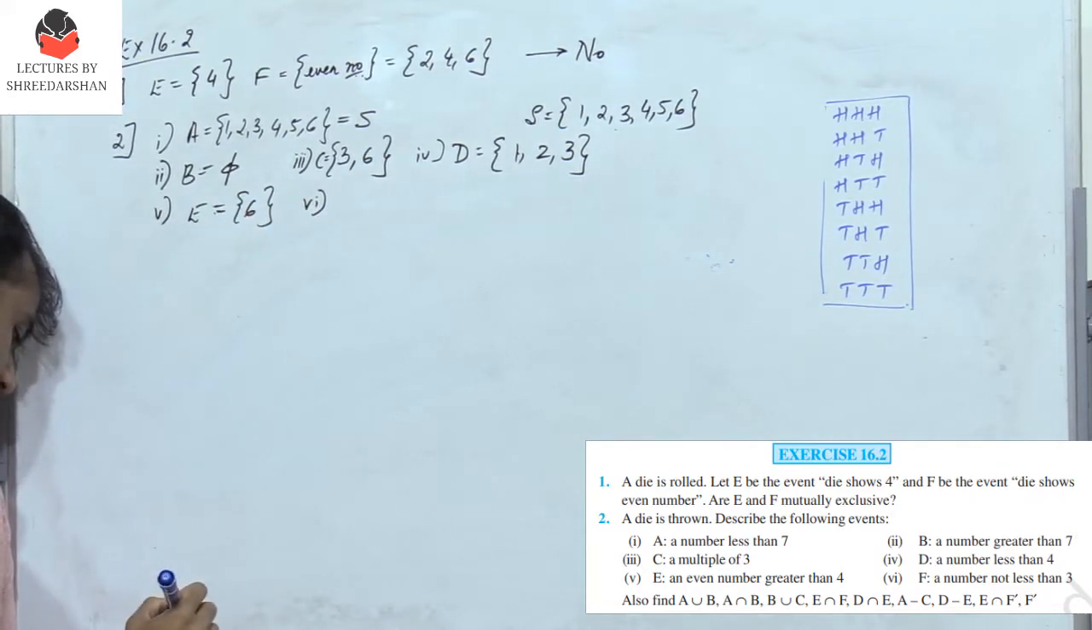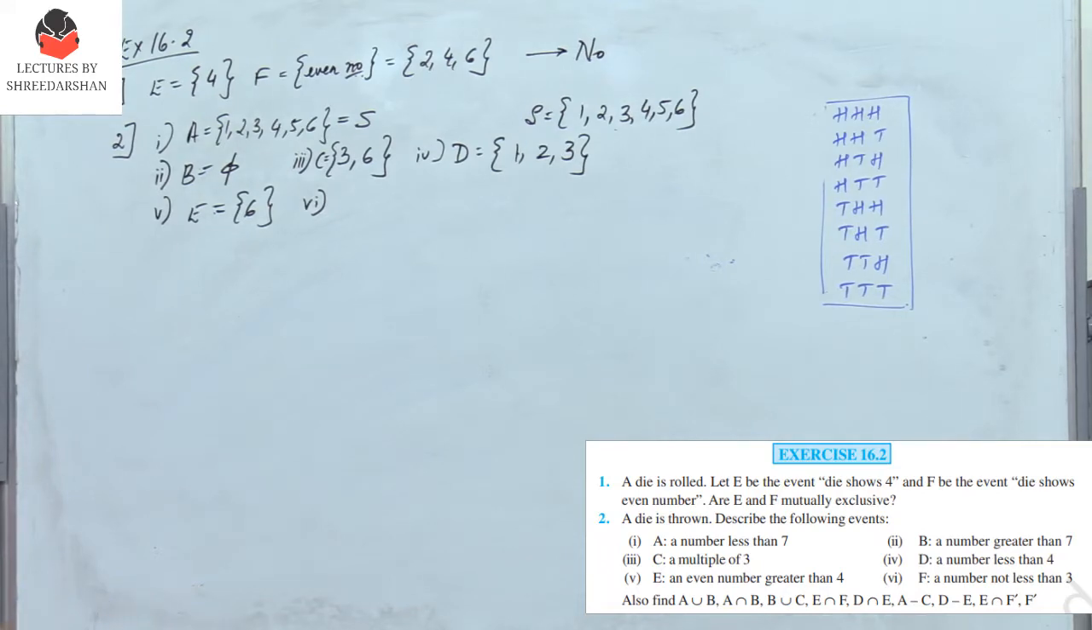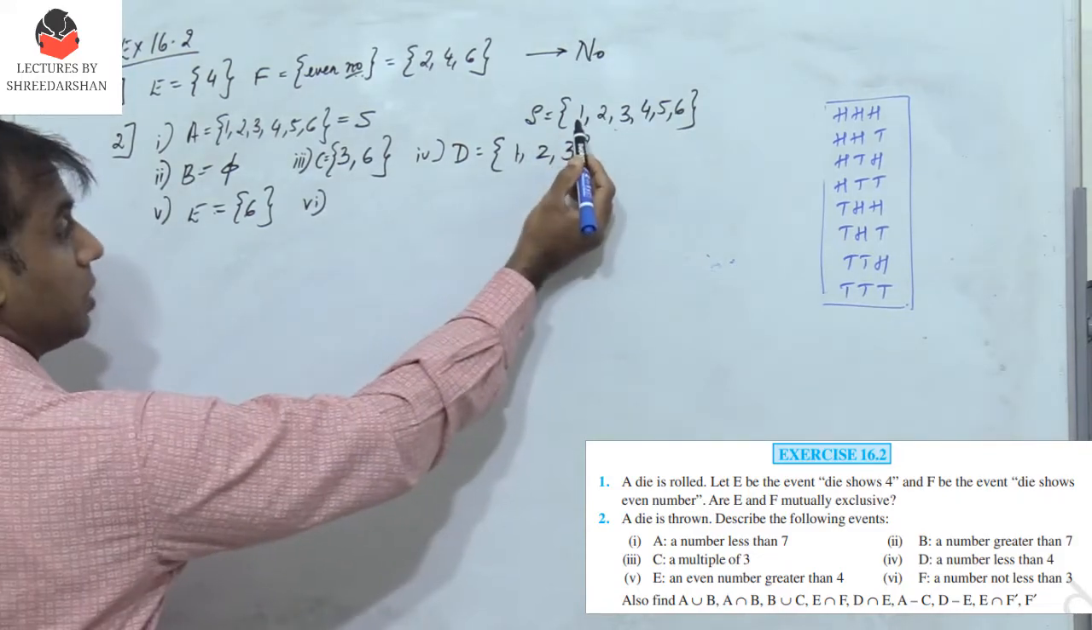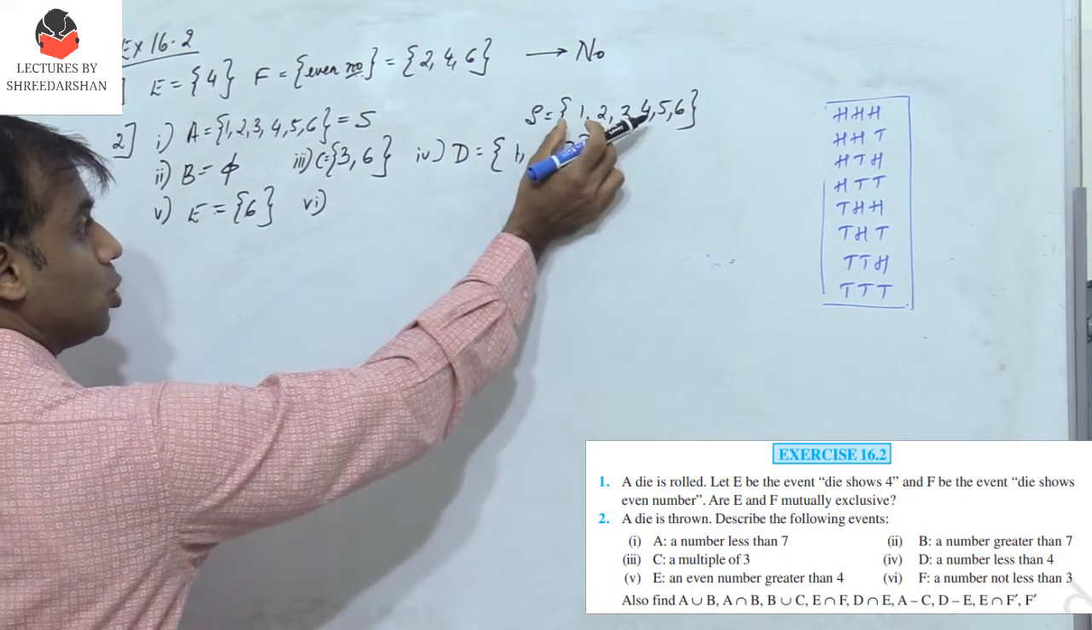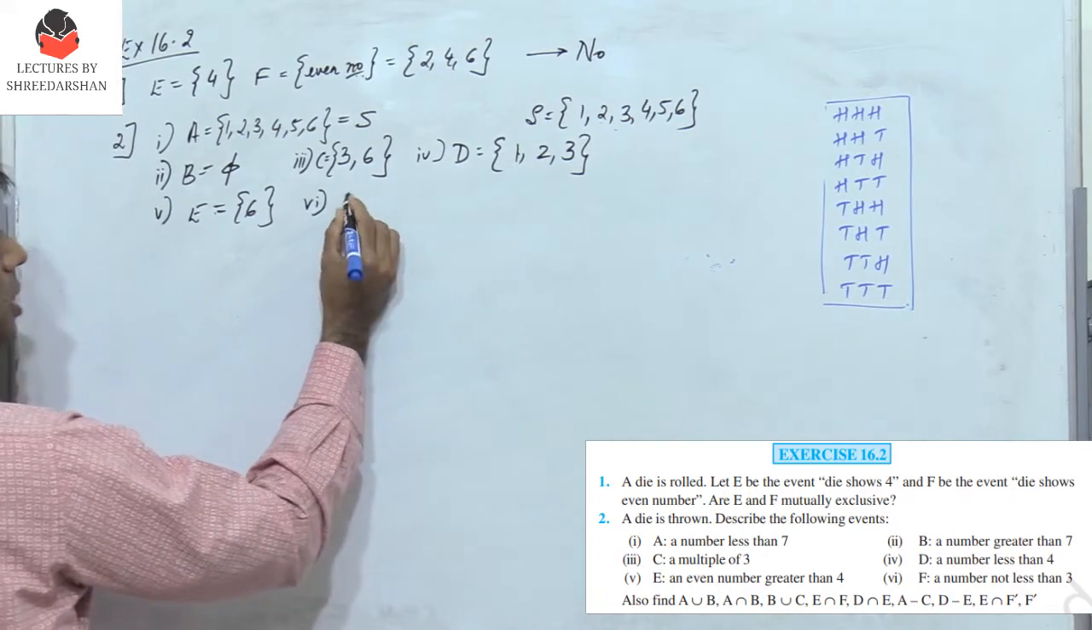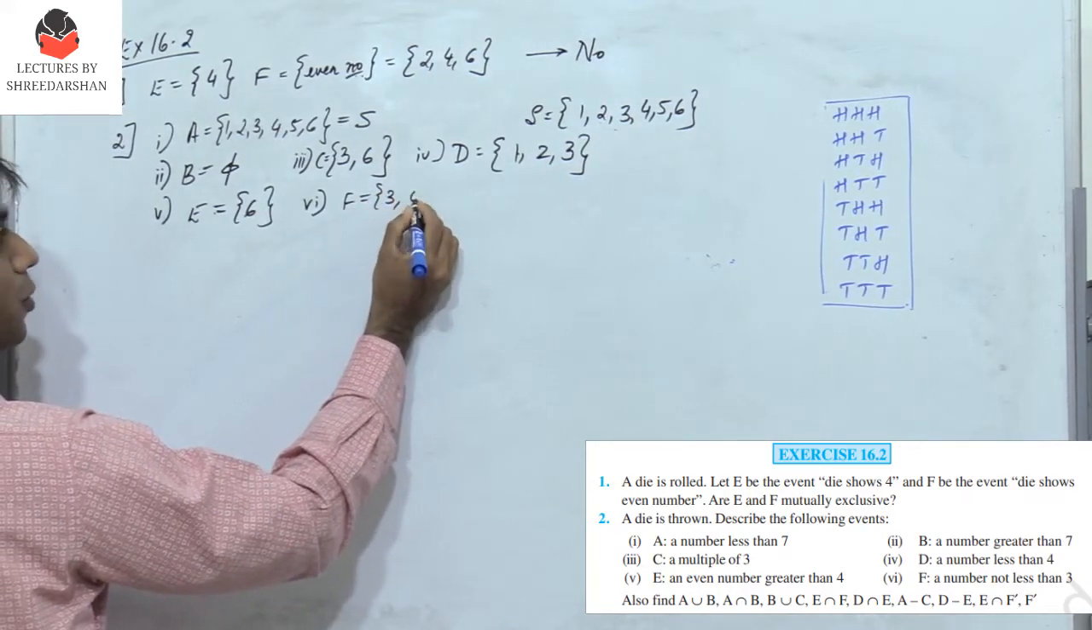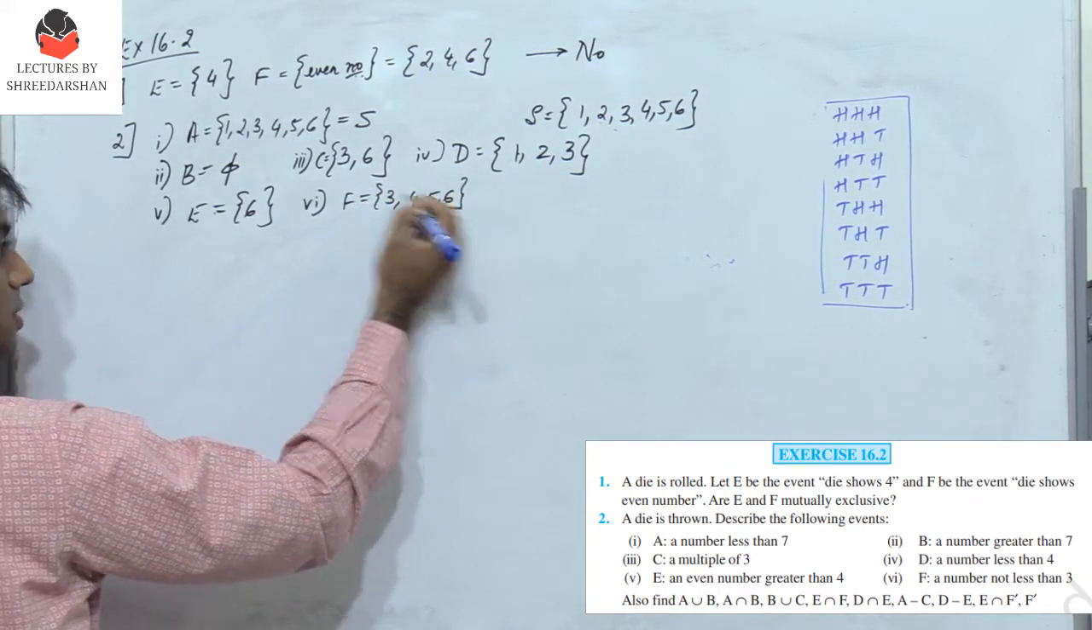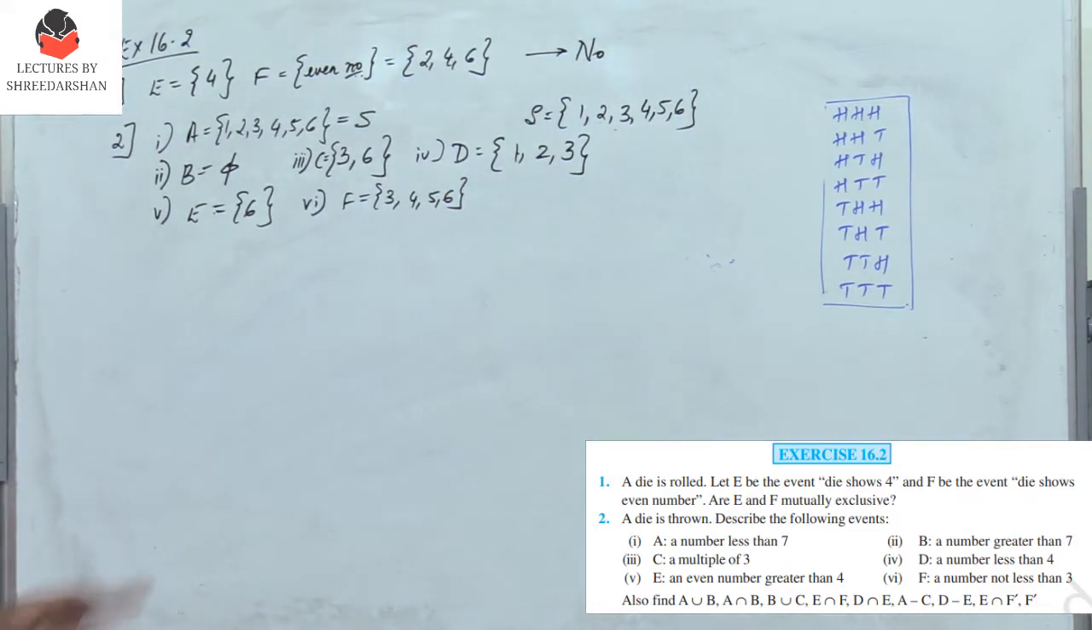Sixth one, event F, a number not less than 3. So I have to consider a number which is not less than 3. So the numbers which are less than 3 are 1 and 2. So leaving these two, I consider all of them. So F is 3, 4, 5 and 6. Right? So these are all the numbers which are not less than 3.